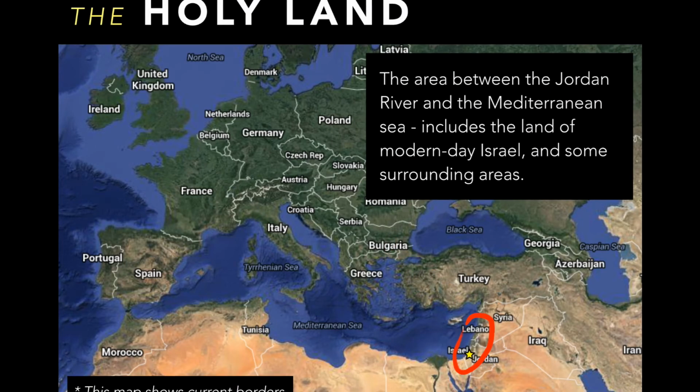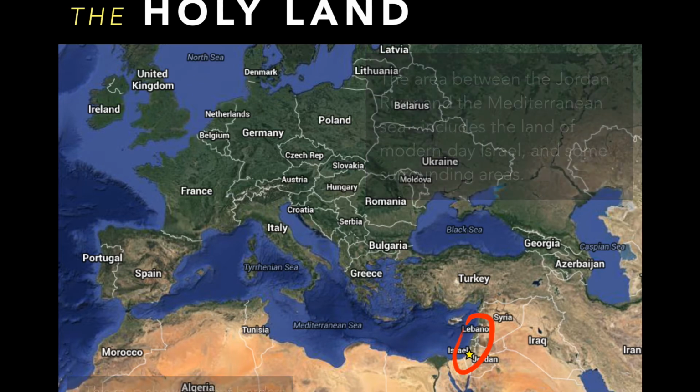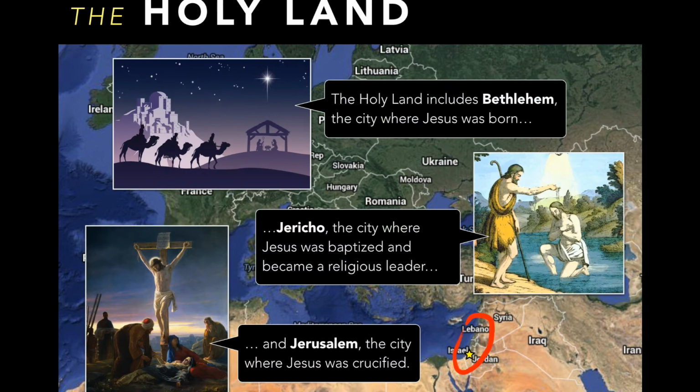So this is a modern day map, and you can see in modern day it would be where Israel would be. You can see Jerusalem is right there, and the idea was for the Christians to gain back that territory which was taken from the Seljuk Turks around the 11th century. It was holy to the Christians because it was where Bethlehem exists, where Jesus was born. It was where Jesus was baptized, and it was also the city where Jesus was crucified.